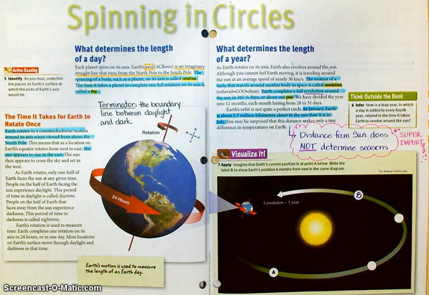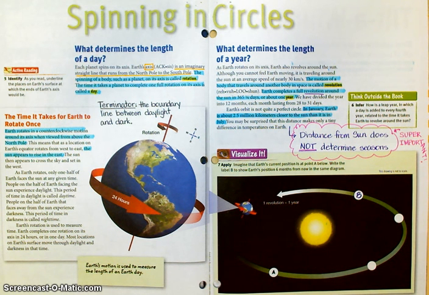And I also highlighted the sentence that says in January, Earth is about 2.5 million kilometers closer to the sun than it is in July. But then I made a note down there in purple and pink. The distance from the sun does not determine the seasons. That is really important for you to understand. It is the tilt of the Earth on its axis that we're going to talk about in a minute that is going to determine the seasons. Okay?